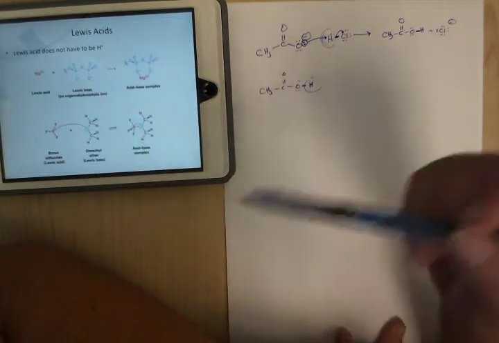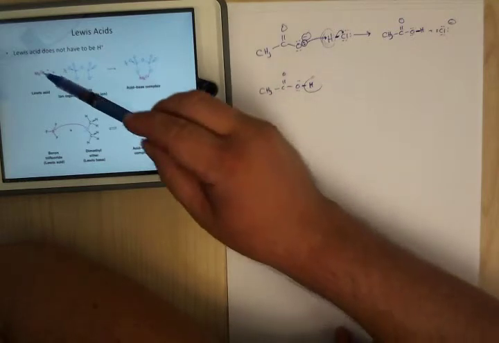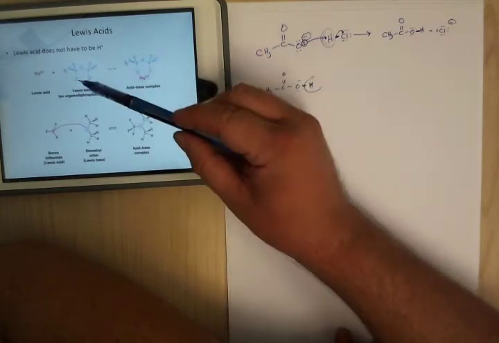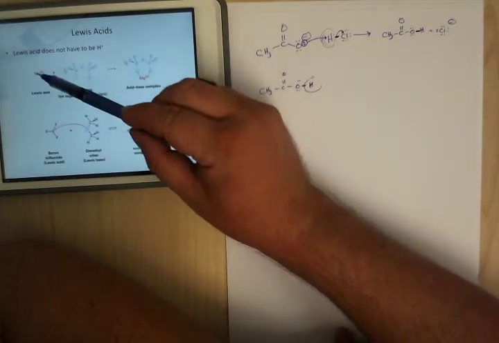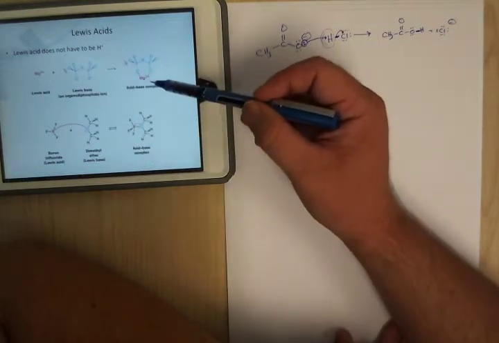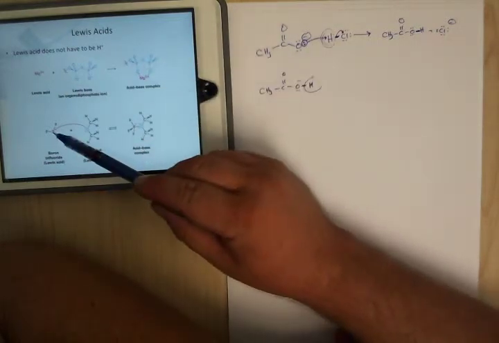It has a negative charge, just like a regular base, right? But it can accept this, right? So these negative charges can come in and donate their lone pairs of electrons to make new bonds to magnesium.